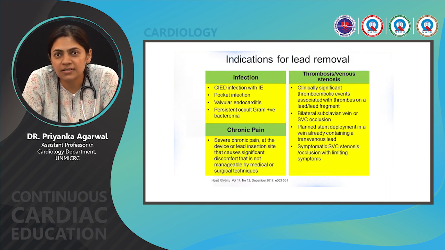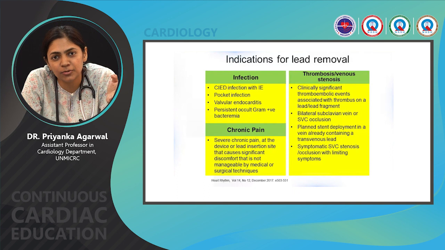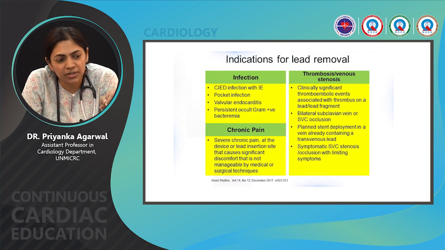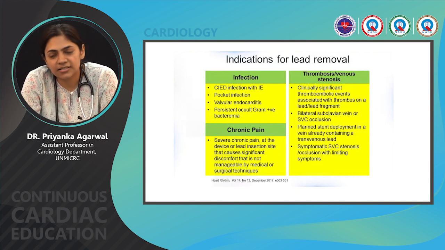The other indications are thrombosis or venous stenosis, like clinically significant thromboembolic events associated with thrombus on a lead or lead fragment, bilateral subclavian vein or SVC occlusion, or planned stent deployment in a vein already containing a transvenous lead. For example, if there is symptomatic subclavian vein stenosis and we are planning a stent implantation, we cannot keep the leads in position and deploy a stent. We need to take out the system, put a stent, dilate the vein, and then implant the device again. So in that case we need a lead extraction procedure.